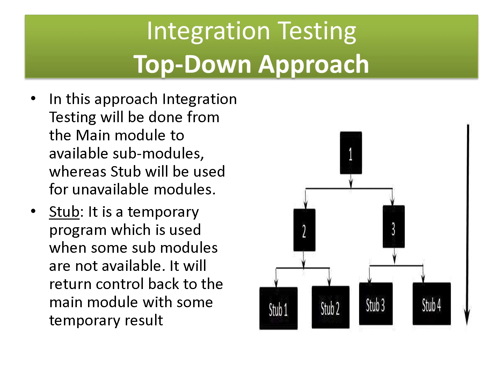For example, the main module has dependencies with 5 sub-modules, but only the main module and 3 sub-modules have development and unit testing completed. In this scenario, we use the Stub. Stub is a temporary program which is used when sub-modules are not available. It will return control back to the main module with some temporary results.